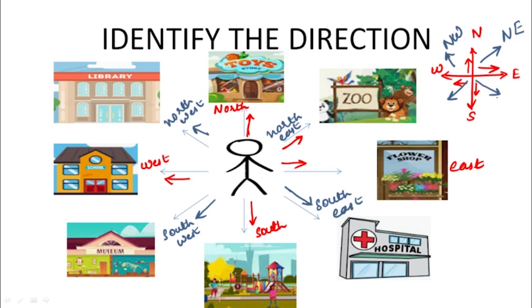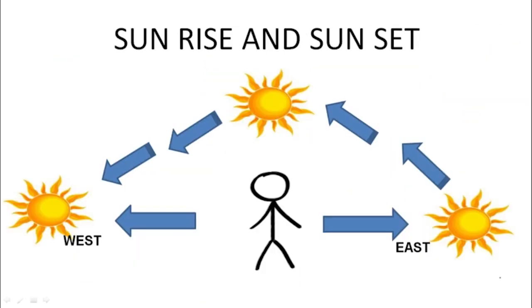Now we have identified the direction of all the places with respect to the person. I hope it is clear. I hope all of you now have an idea of the major directions, that is the cardinal directions and the intercardinal directions, and how to identify them, and how to identify in which direction different places are located with respect to a person or with respect to an object. And I'm sure all of you also know how to identify the directions by looking at the sunrise and sunset.